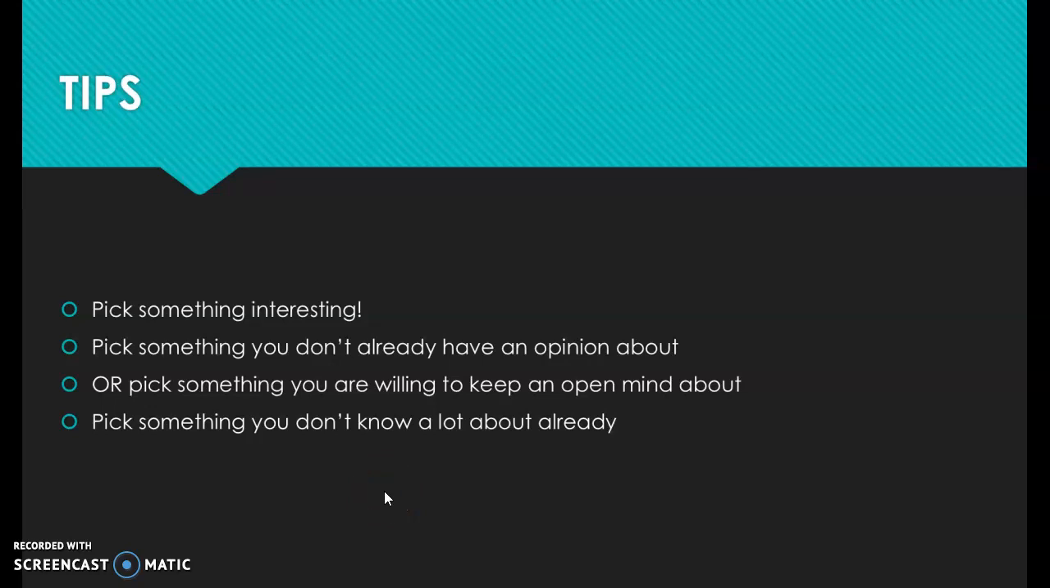Some tips. Pick something that's interesting. Typically, when you pick a topic, it's for a project that you're going to be working on for a while. Pick something you don't already have an opinion about, or pick something that you're willing to keep an open mind about. If you already know how you feel about a topic, you're probably going to fall into the problem of finding things that support what you already believe, called confirmation bias. If you have an idea about something, but you're really dedicated to keeping an open mind and learning what the other side thinks, that also works.